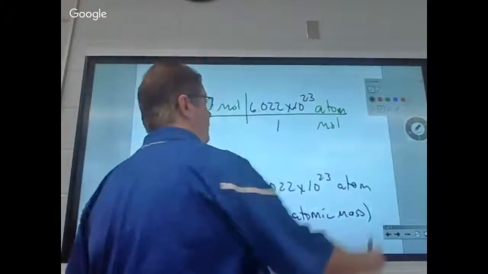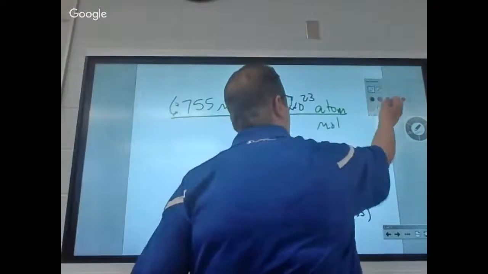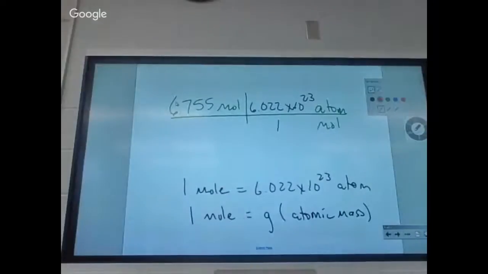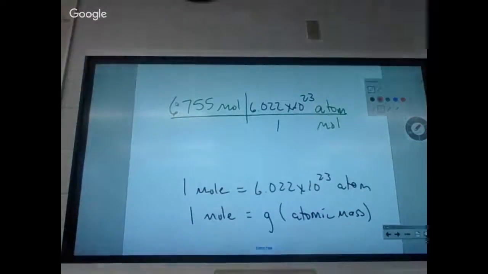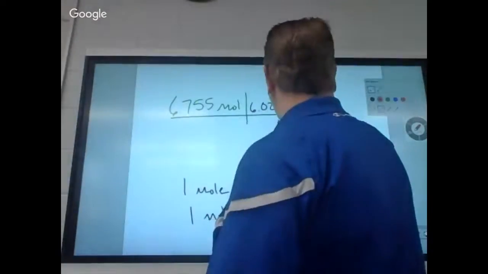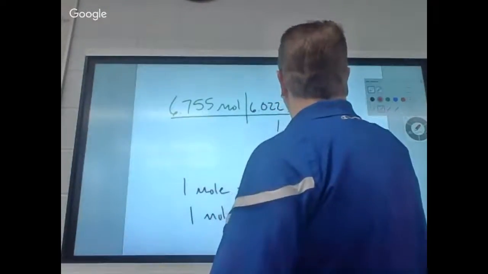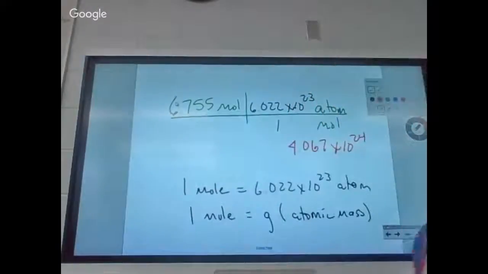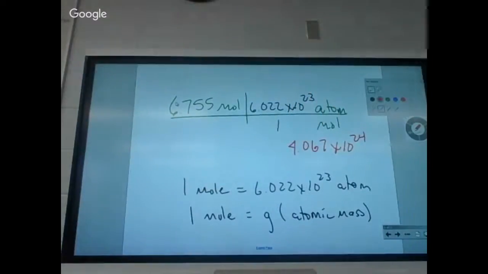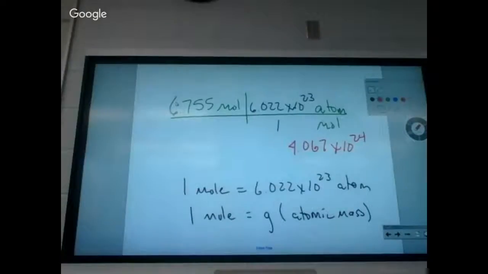So, multiply and divide, and you get whatever I called out, which I have no idea what it is because it's not on the same page. It's 5. Thank you. 4.067 times 10 to the 24. All right. Anything else we need to do?